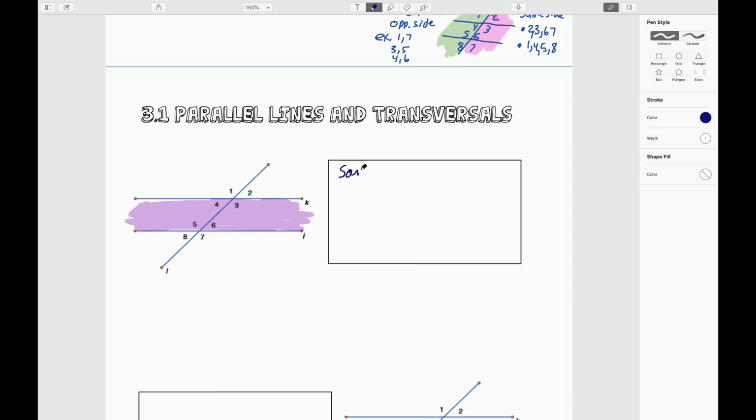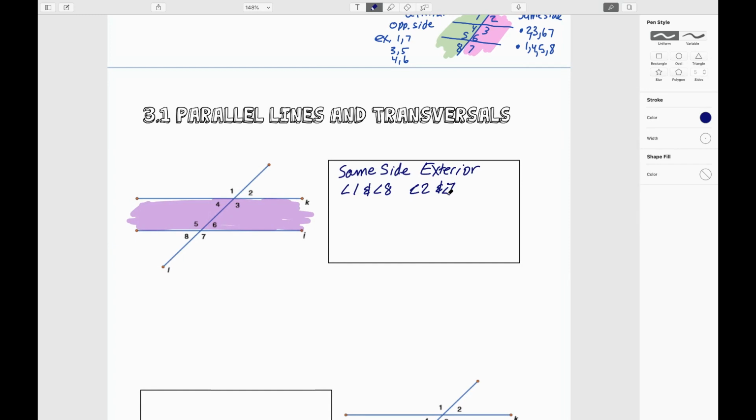So same side, exterior. So those are the ones that aren't shaded. So the same side, exterior. So automatically angle 1 and angle 8, angle 2 and angle 7. Now what you're going to notice about these is that they're not the same. So angle 1 and angle 8, okay, those are not the same. One's obtuse, one's acute. So we need to do a little more development into this.